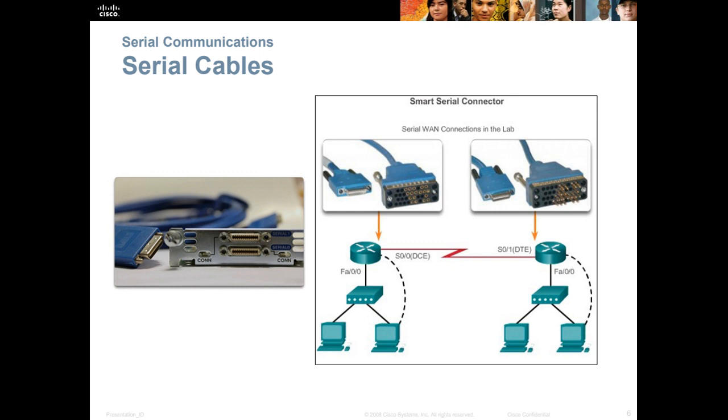So here we have two LANs connected with a serial cable. One side will be DCE, the other side will be DTE. Otherwise, it will not work. The DCE is where the clock rate is set. Please remember this: DCE is where you have the clock rate. On the DTE, you don't set the clock rate. The DTE will take the clock rate from the DCE device.